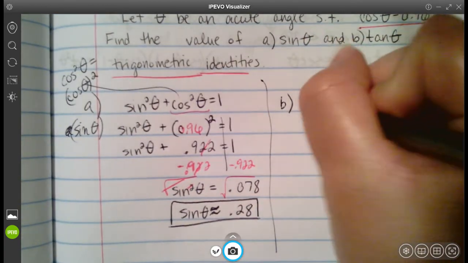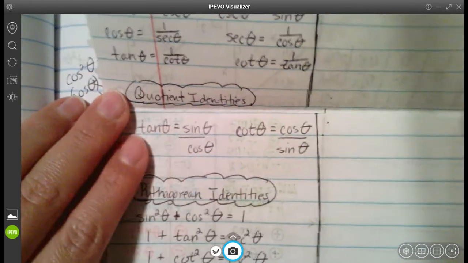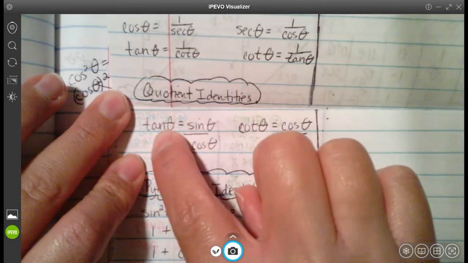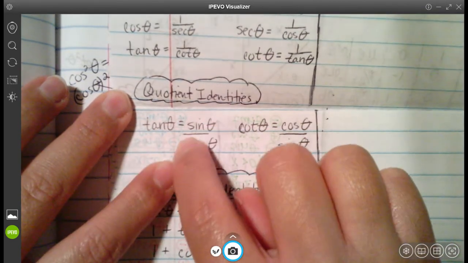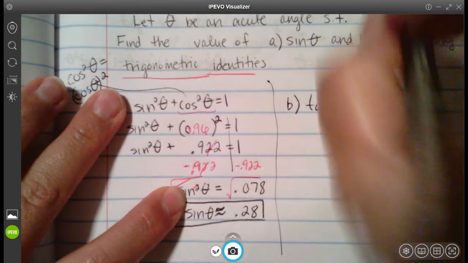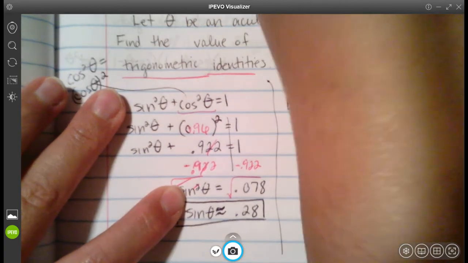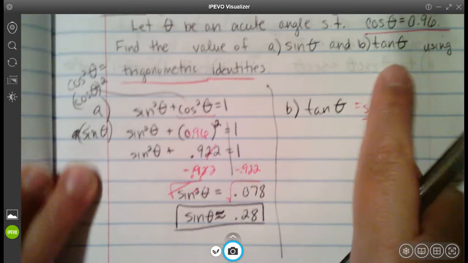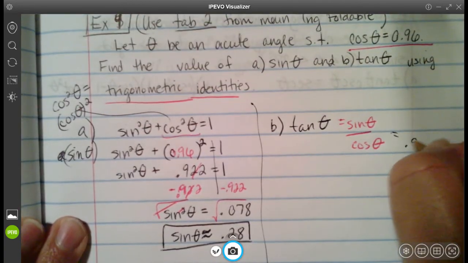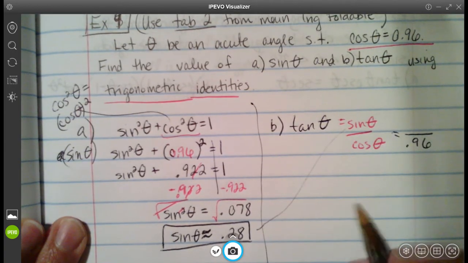Letter B is tangent of theta. What I know about tangent is it is one of the quotient identities. I really do got to staple this at some point. The quotient identity: tangent is sine over cosine. So I can rewrite tangent using this fraction. I'm going to write this as sine of theta over cosine of theta, and the reason I'm going to do that is because I know what cosine is. This one is just 0.96. That's what it says up here, and sine is right there.